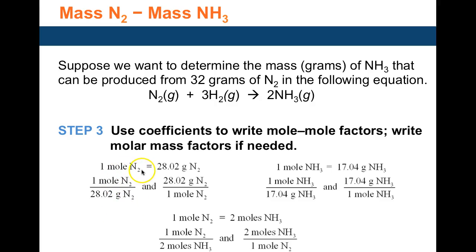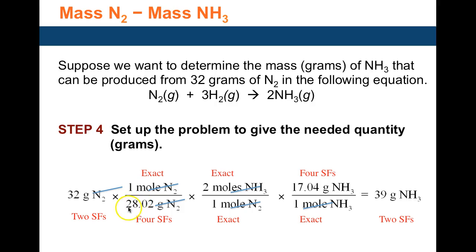So a mole of nitrogen is approximately 28 grams. A mole of ammonia is around 17.04 grams. The relationship between nitrogen and ammonia is 1 mole of nitrogen to 2 moles of ammonia. So 32 grams of nitrogen divided by the 28 grams of nitrogen, you get your moles of nitrogen, multiplied by the 2 moles of ammonia to 1 mole of nitrogen, and now you're in moles of ammonia, and then you multiply that by the 17.04 grams of ammonia, the molar mass, and you get the grams of ammonia.